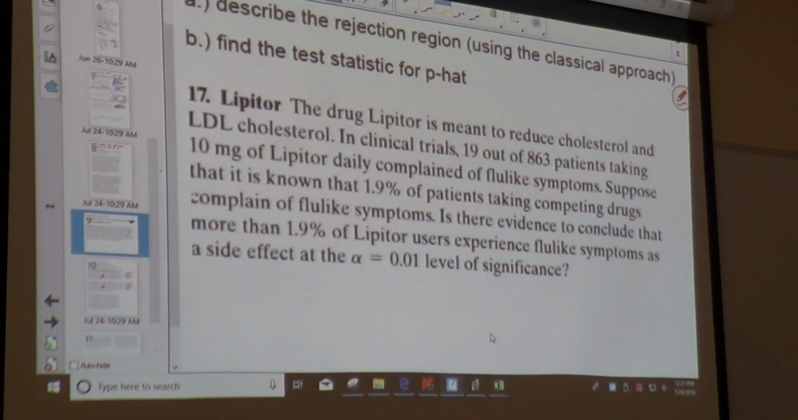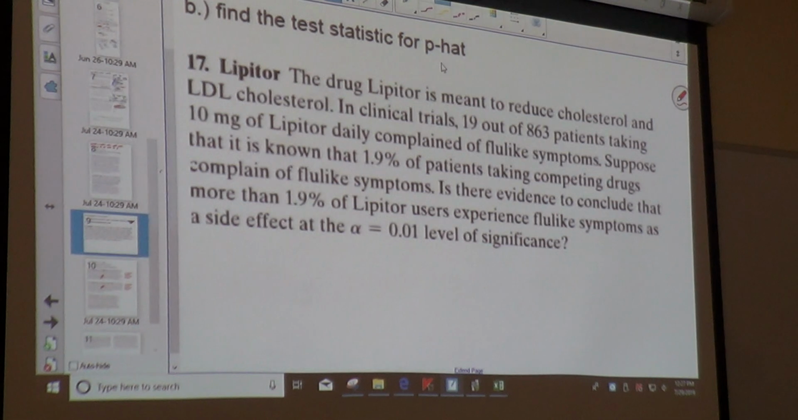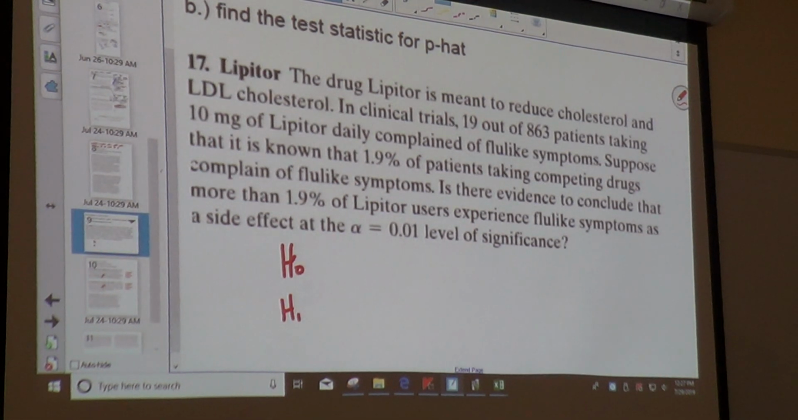So, for this one, it talks about the rejection region. So that means we need to do H0 and H1. We know that our H0 is going to be equal. What is it going to be equal to?